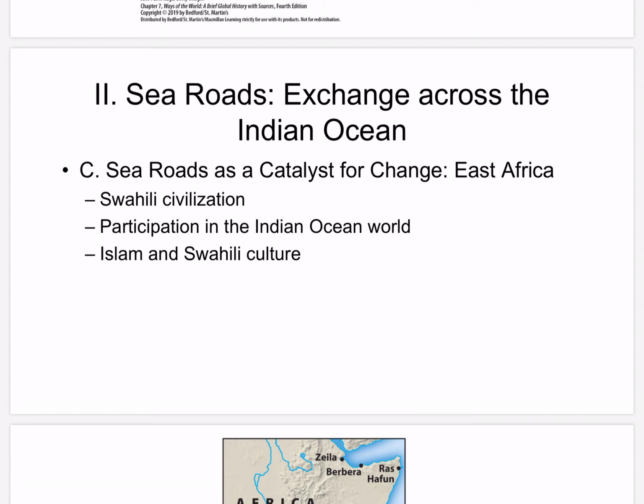It's very urban, with cities of 15 to 18,000 people. Each city was politically independent, ruled by a king. They accumulated goods from the interior and then traded for Asian goods along the coast. And we'd see a sharp class distinction within these civilizations. Most of the trade was in Arab ships. Swahili craft traveled coastal waterways. There's a deep participation in the Indian Ocean world.